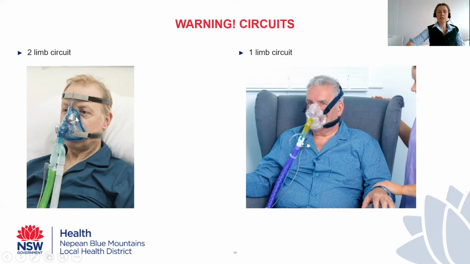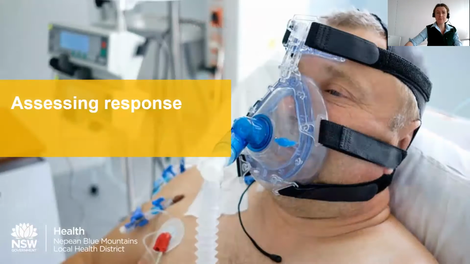So 2-limb circuits are generally completely closed. A 1-limb circuit needs to have a vent in it. Some units will put a viral bacterial filter on the exhalation vent, wherever that is, in their COVID patients to try and manage that viral load a little bit in the atmosphere. Again, refer to your local practices as to what you need to do.